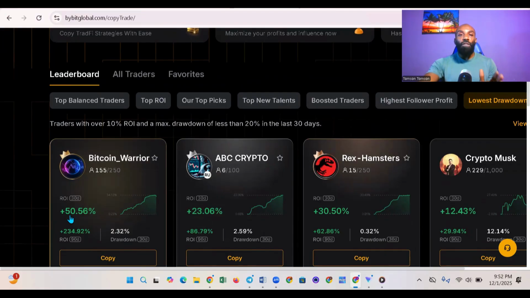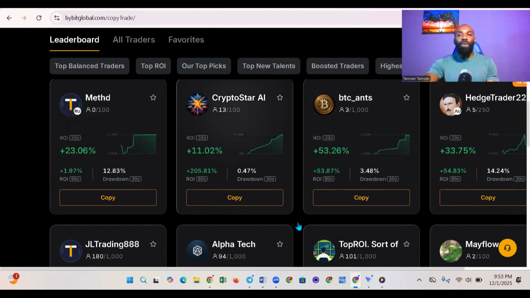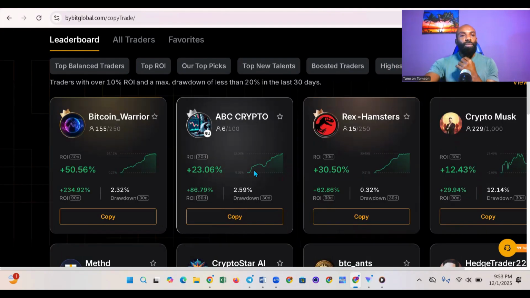That is a whole lot of profit for you to be making, 30% return on investment for 30 good days. That is good. 25%, 30%, 12%. You scroll down, you're going to be seeing a whole lot of them here, 53%, 33%, and all that, okay? So let's click on this particular one, this Bitcoin warrior, okay? And let's look at his statistics before we now decide whether to copy his trade or not, okay?